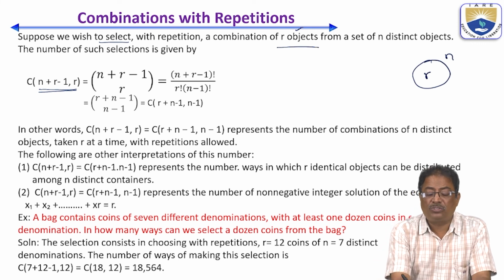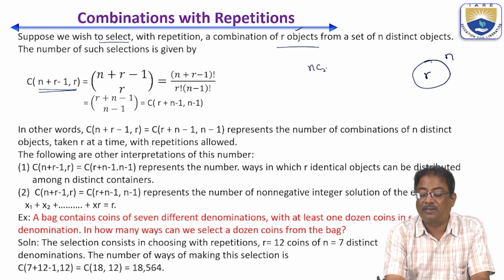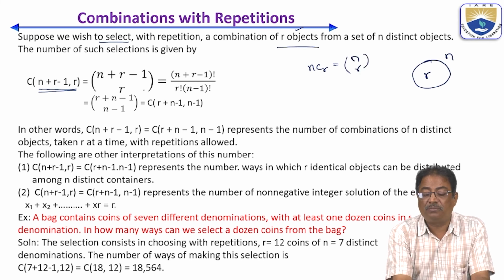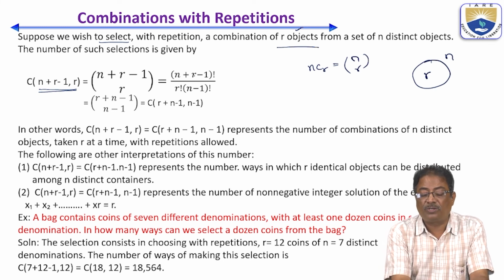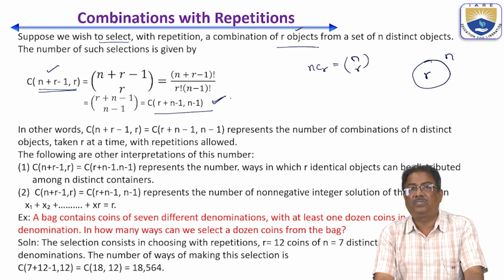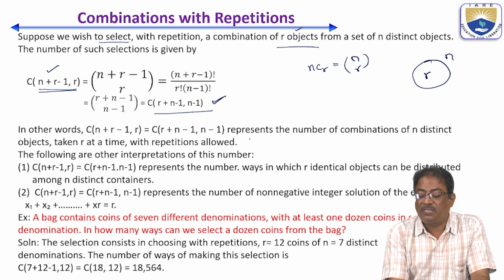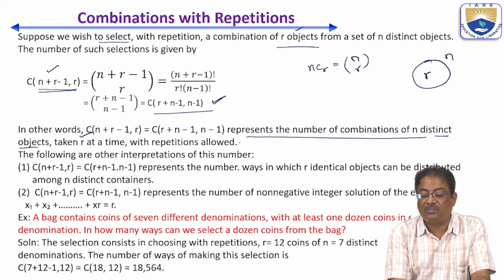Then, while simplifying this, it is nothing but the coefficient. We can represent nCr like this, and while we simplify, we get this, which is equal to this. I can take this or else I can take this, which are both equal. This represents the number of combinations of n objects taken r at a time with repetitions allowed.